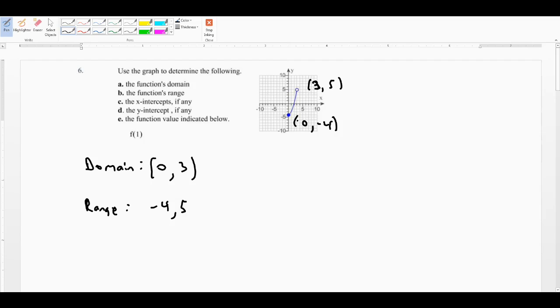And then we've got to consider whether to include or not. Since this is a shaded circle, filled in circle, it is included. So we're going to use a bracket around the -4. Since that's an open circle, it's not included, we're going to use parentheses.